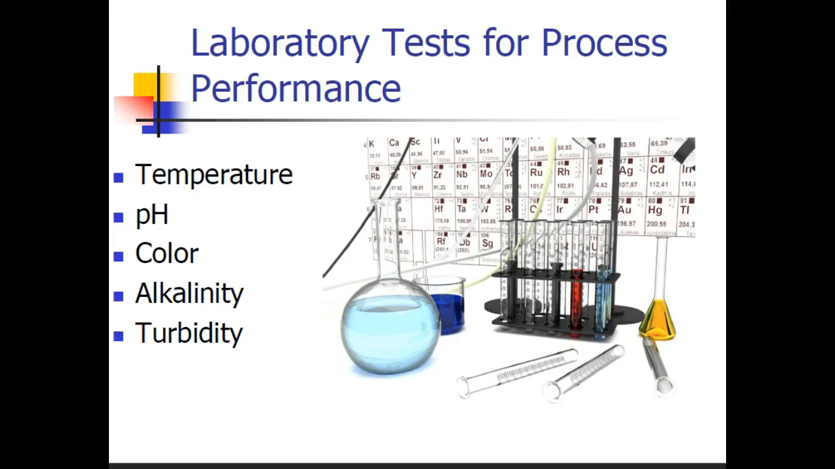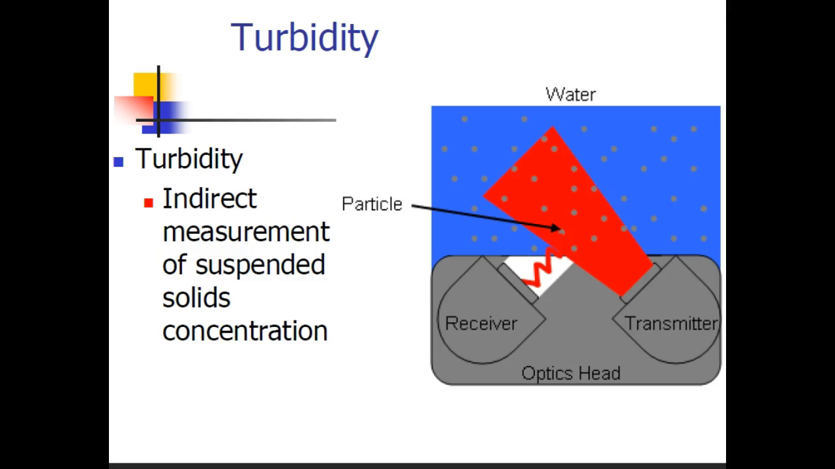Laboratory tests for process performance: temperature, pH, color, alkalinity, and turbidity. Turbidity is the indirect measurement of suspended solids and the concentration of those solids. And again, it gets into light and the reflection of light, and that's how that tool works.